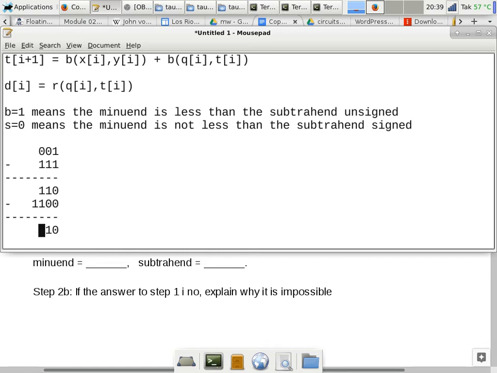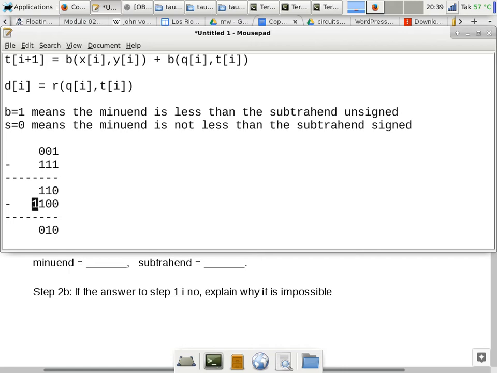1 minus 1 is a 0. So right here we have the case that I'm looking for, because the result is 0, 1, 0, which means the most significant bit is a 0. The sign bit is a 0. However, we also have the borrow bit being a 1, so it meets both requirements. So the correct answer is yes, it is possible, and I can use this particular example for 2A.